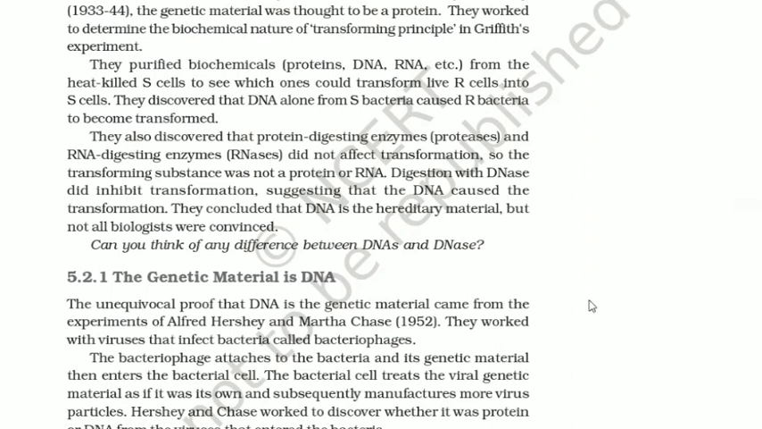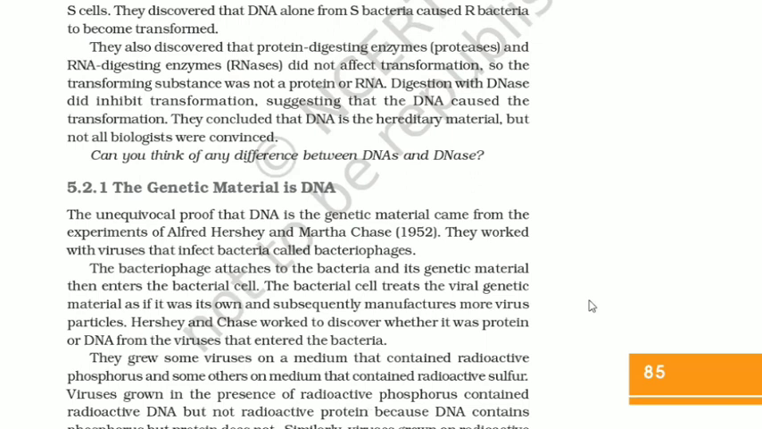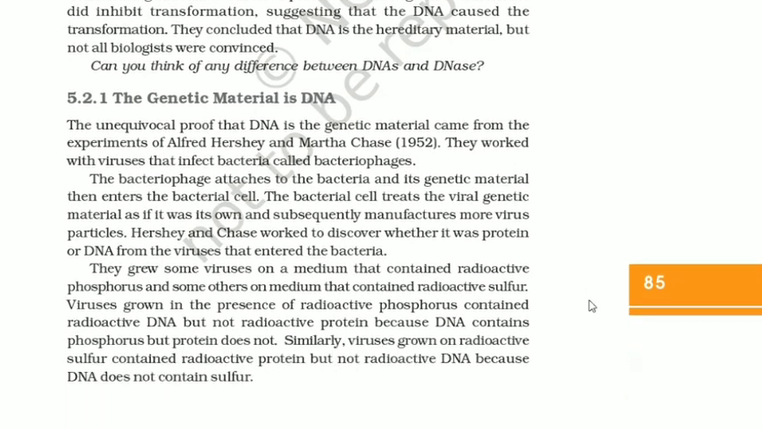They discovered that DNA alone from S bacteria caused R bacteria to become transformed. They also discovered that protein-digesting enzymes, that is proteases, and RNA-digesting enzymes, that is RNases, did not affect transformation. So the transforming substance was not a protein or RNA. Digestion of DNA did inhibit transformation, suggesting that DNA was the transforming substance. They concluded that DNA is a hereditary material, but not all biologists were convinced.